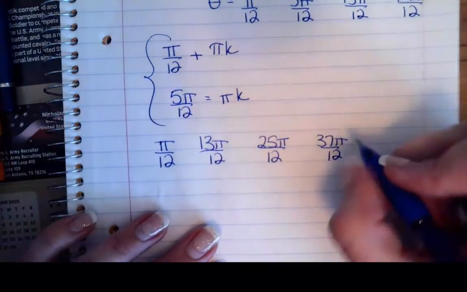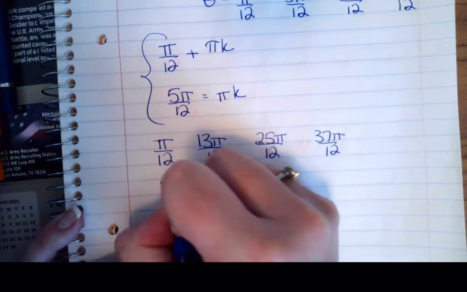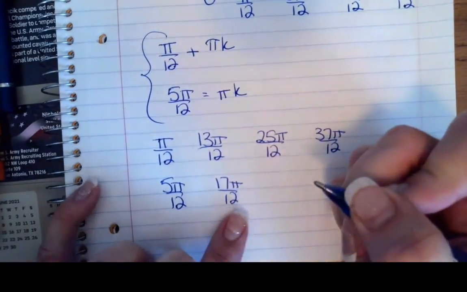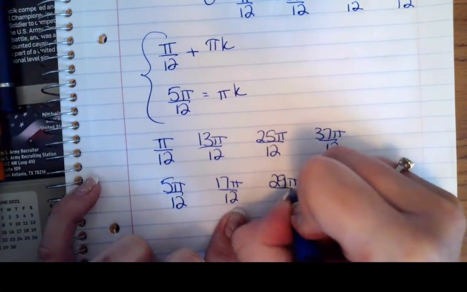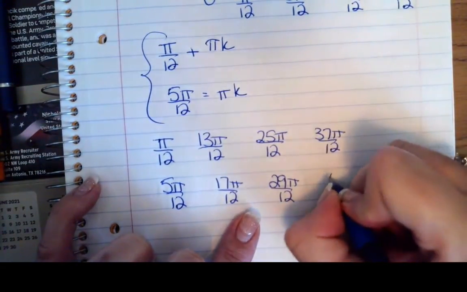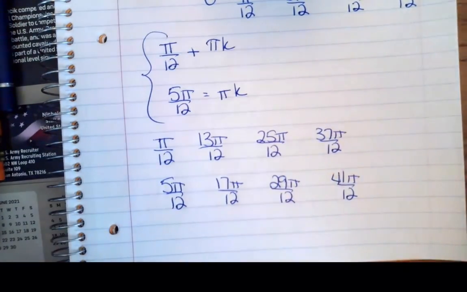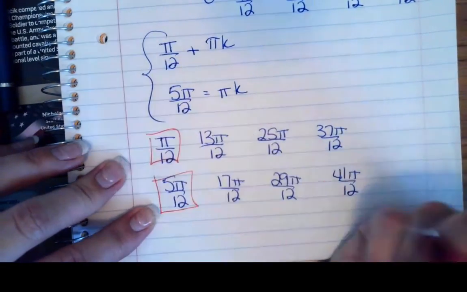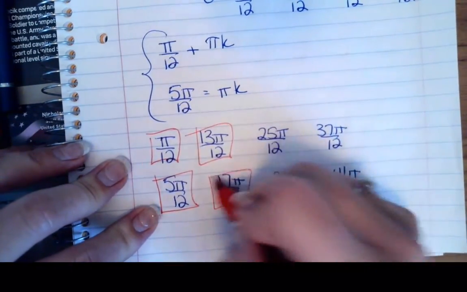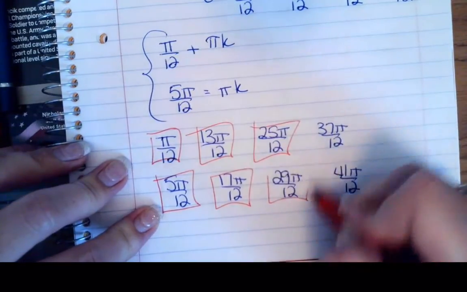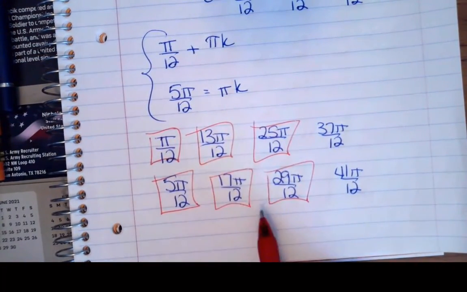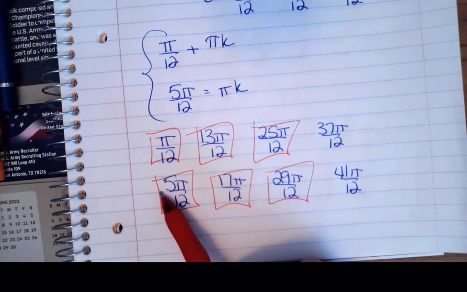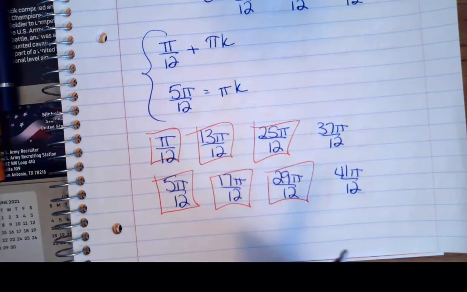Okay, so 5 pi's over 12 plus 12 is 17 pi's over 12, plus 12 is going to be 29 pi's over 12, plus 12 is going to be 41 pi's over 12. So I want the first 6. So I've got a 1, a 5, I got a 13, 17, and I got a 25, 29. So those are the first 6 iterations. So remember, they're multiples of pi over 12. So I've got 1 pi over 12, 5 pi's over 12, 13 pi's over 12, 17 pi's over 12.